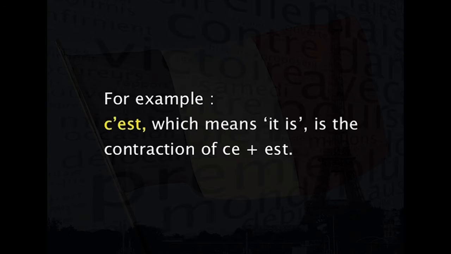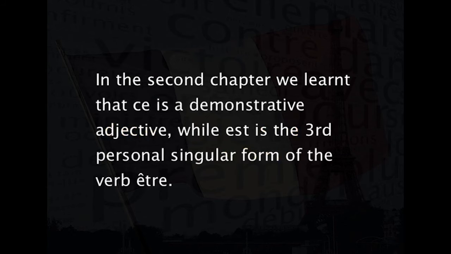For example, c'est, which means it is, is the contraction of ce plus est. In the second chapter, we learned that ce is a demonstrative adjective, while est is the third person singular form of the verb être. Grammatically, an adjective cannot be on its own. It is always accompanied by a noun. But since c'est is a fixed contraction, this violation is permitted.